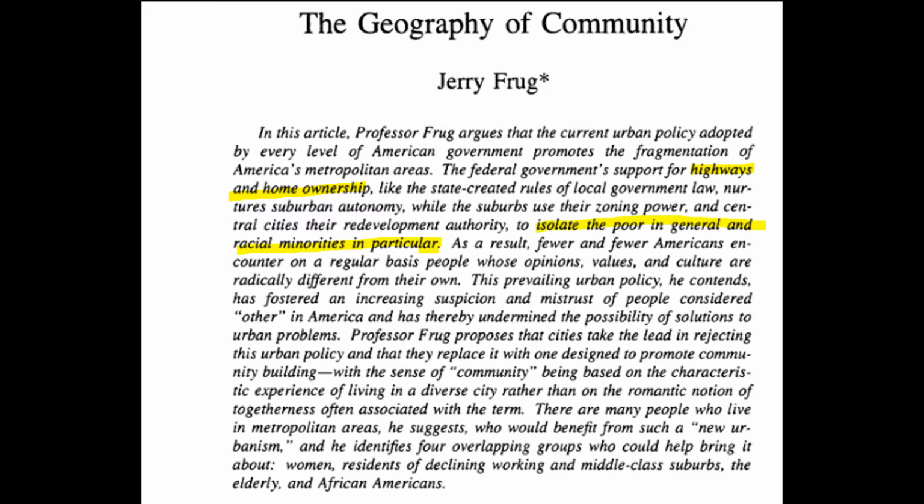So what it's saying is that urban planning in the US, and it's similar here, benefits the rich more than it does the poor. There you go. And this is quite interesting. As a result, fewer and fewer Americans encounter on a regular basis people whose opinions are different from their own. Now think about that. If you don't ever encounter people who have different opinions to you, you're not ever going to be able to change your views. And we see this in the US, and it's definitely starting to happen here as well.